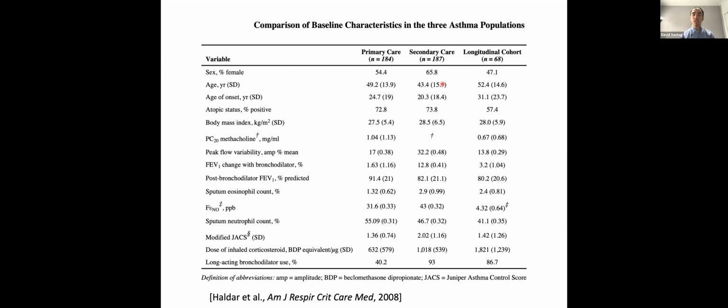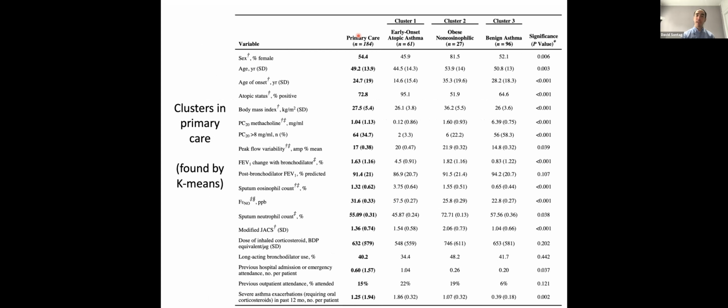The first thing we're going to do is take the primary care cohort, these 184 patients, and run a k-means algorithm. I won't walk through how we choose the number of clusters, but just believe me, we're choosing 3 clusters here. So we initialize with k equals 3 means. We run the k-means algorithm, and we're now going to analyze the results.